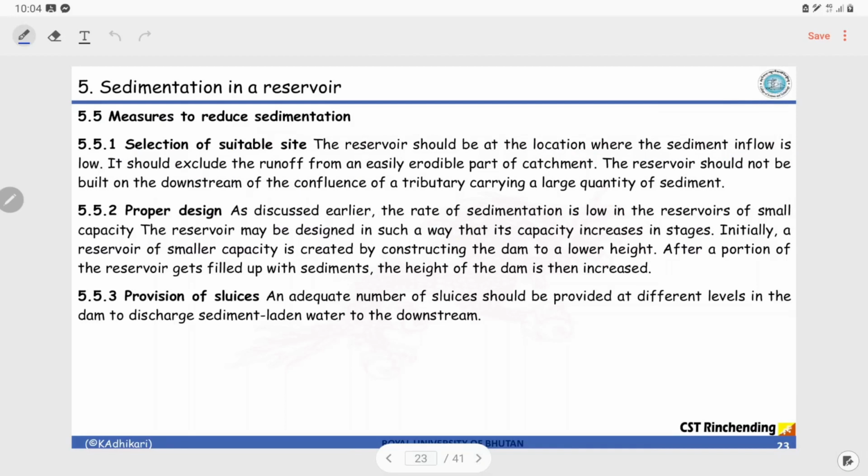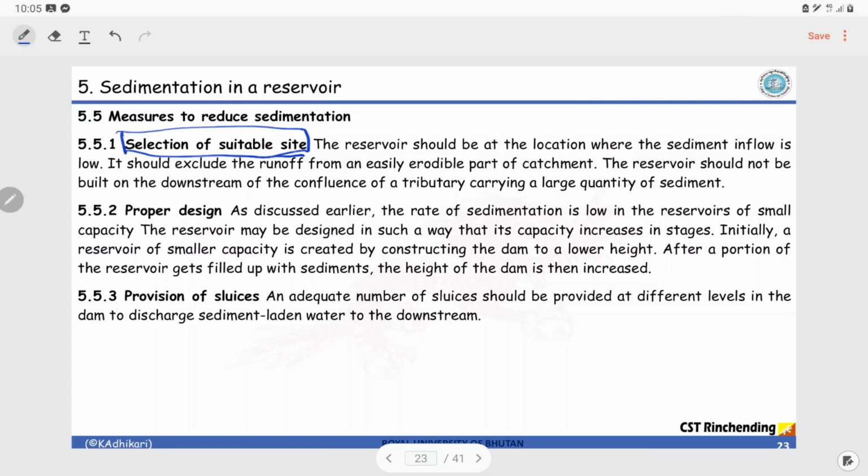Now, measures to reduce sedimentation. What are the measures that can reduce this sedimentation? Let's discuss this. The selection of a suitable site, and this comes time and again, even for construction of a reservoir, construction of a dam. The primary thing is we have to have a proper investigation while doing this selection of a site.